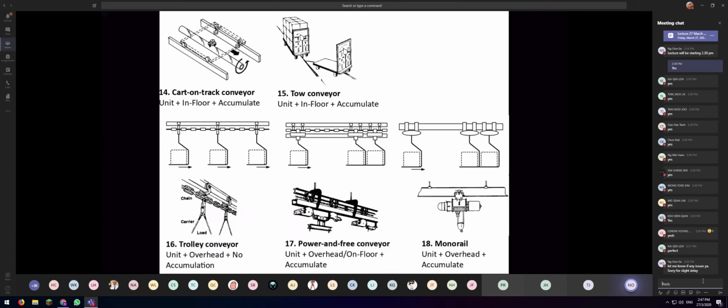Trolley conveyors are all the overhead types of conveyors, as from 16 to 18, and generally these overheads are by unit. For trolleys, they just go round and round and round, sort of like your Genting Sky thing, and there's no accumulation. However, you can have your power and free conveyor, which allows accumulation, so it allows a bit of a backlog at a certain location, and your monorails, where each individual unit is powered by itself.